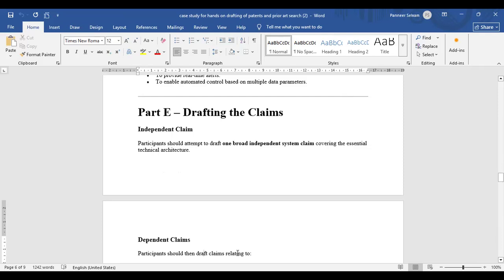Next one is drafting the patent claims. Now we reach the most critical component of the exercise, claim drafting. Participants should first attempt to prepare a broad independent system claim covering the essential technical architecture. After that, the dependent claims can be developed around RFID identification, temperature and humidity sensing, energy monitoring, edge-based processing, predictive analysis, automated cooling control, alert generation, cloud dashboards, mobile monitoring, and inventory risk identification.